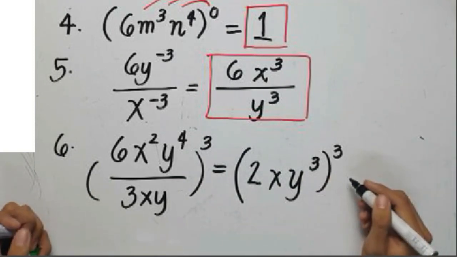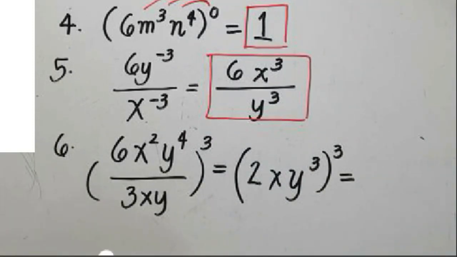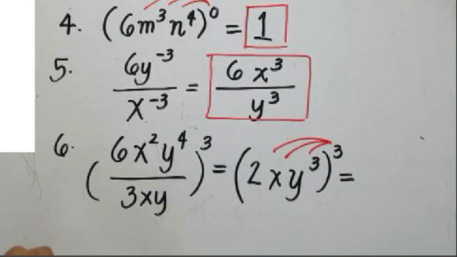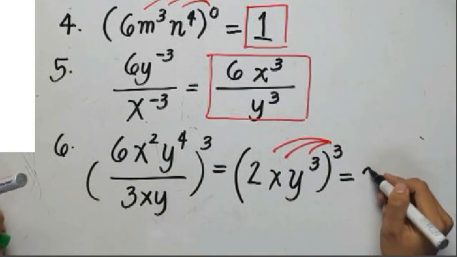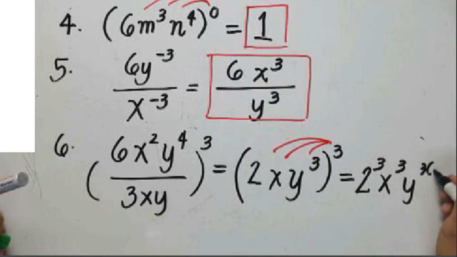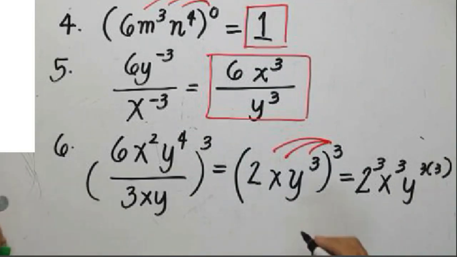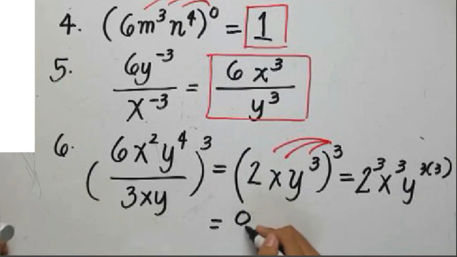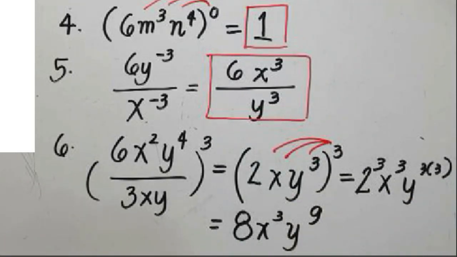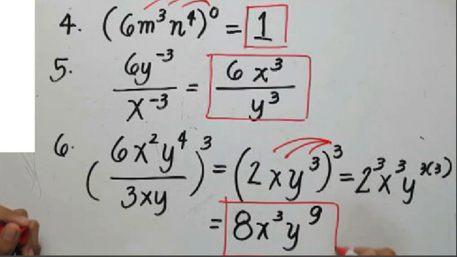Then everything is raised to 3 again. So, gagawin natin ulit dito, distribute the exponent 3, and then ang kalalabasan is 2 raised to 3, x raised to 3, then y raised to 3 times 3. Okay? Or this is just equal to 2 raised to 3 is 2 times 2 times 2, or equal lang siya sa 8. X raised to 3, copy lang. Then y raised to 3 times 3 is y raised to 9. That will be our final answer. So copy our solution.